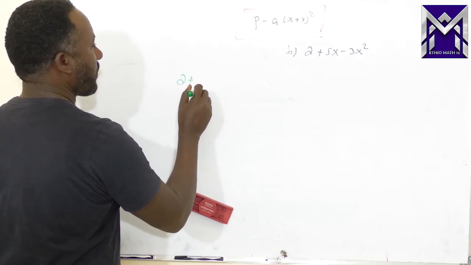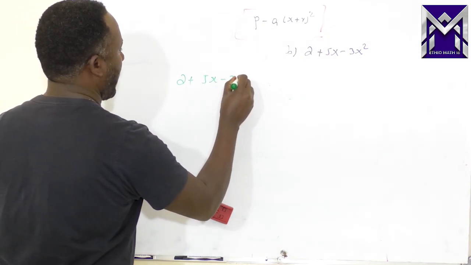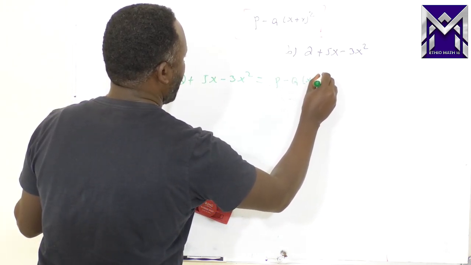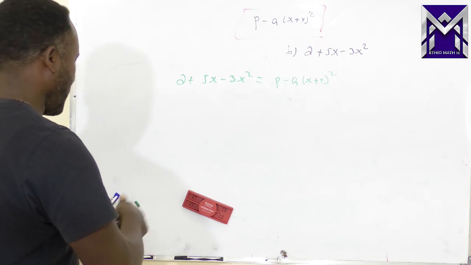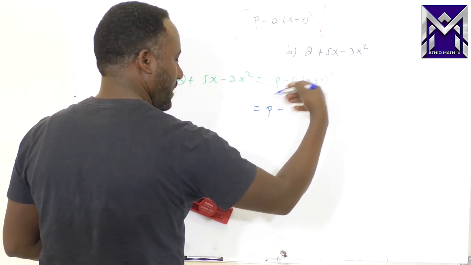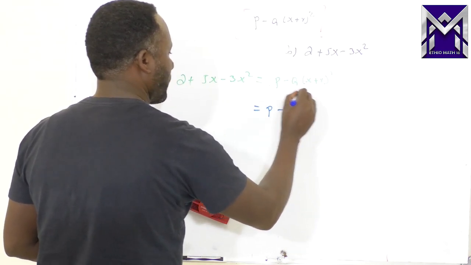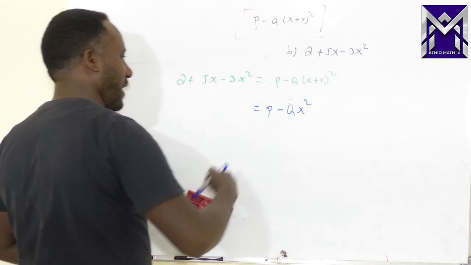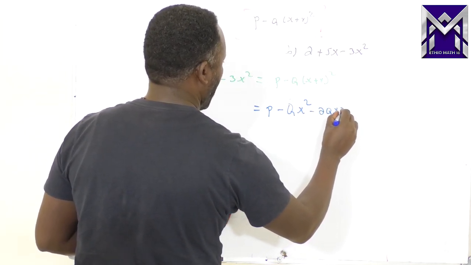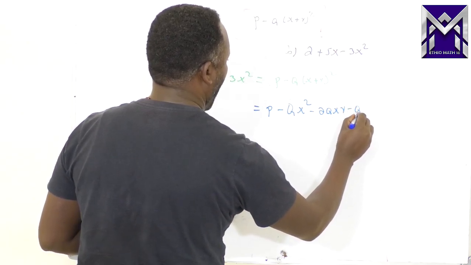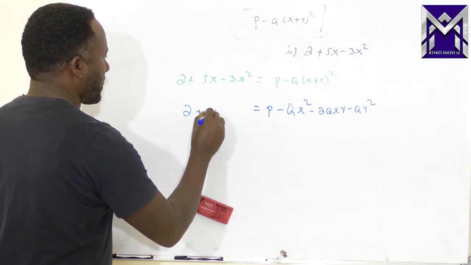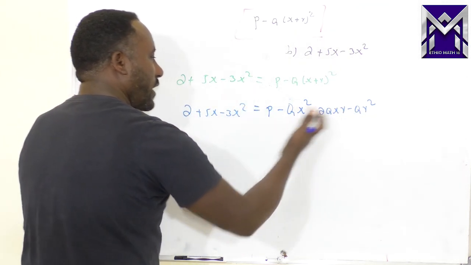2 plus 5x minus 3x squared is equal to p minus q into x plus r, the whole square. Expanding this, p minus q times x squared, plus 2qxr, plus qr squared. Then this must be this one: 2 plus 5x minus 3x squared.